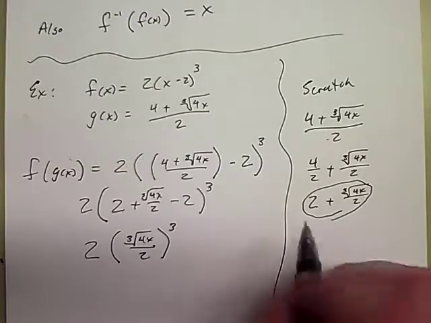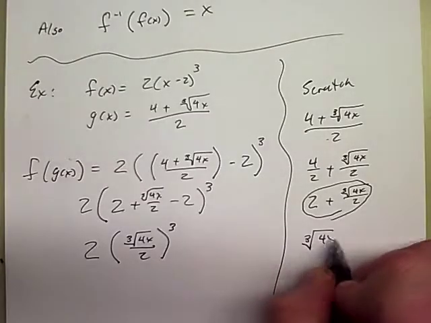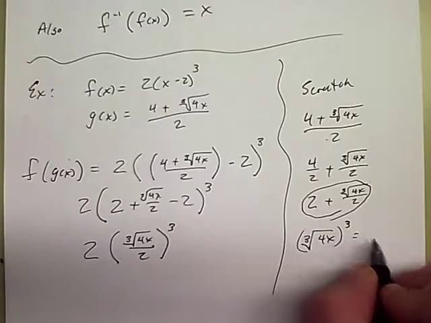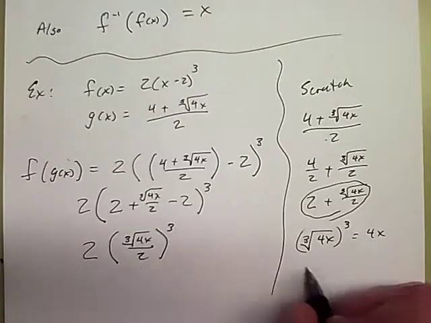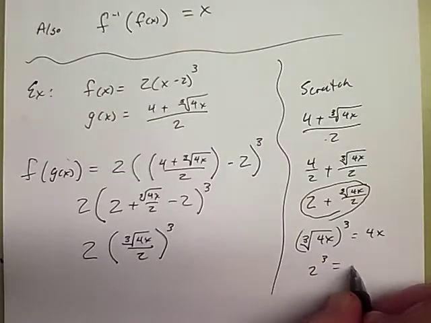And over on the side, I'm going to take a look. The cube root of 4x, if I cube it, I'm left with 4x. And if I look at the denominator 2, well, 2 cubed is 8.